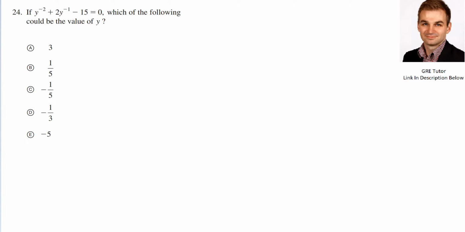Okay, so let's look at this. We've got: if y to the negative 2 plus 2y to the negative 1 minus 15 equals 0, which of the following could be the value of y?